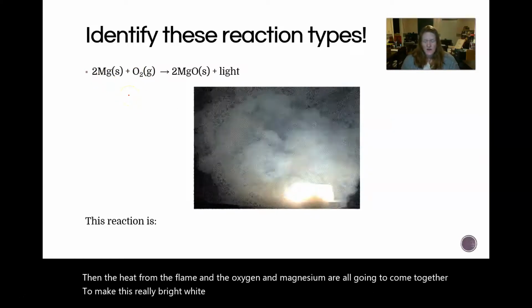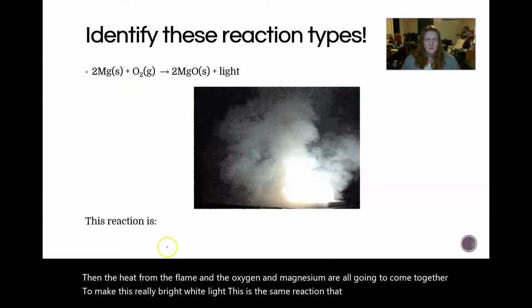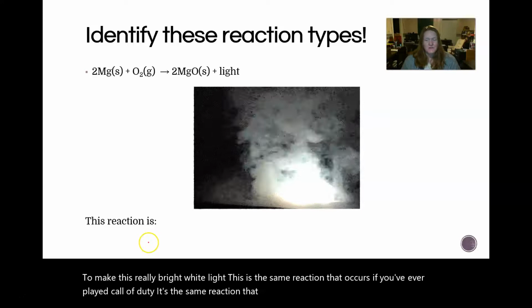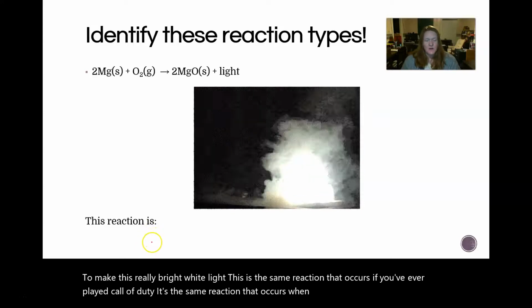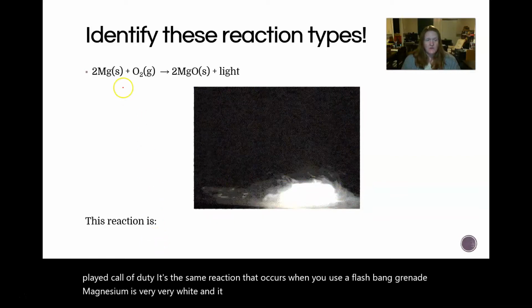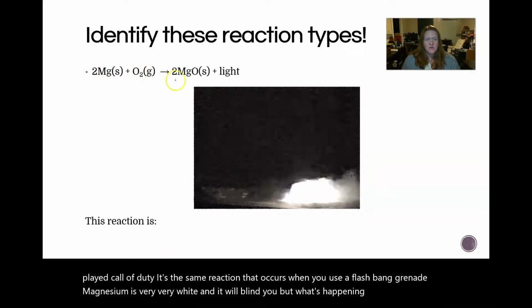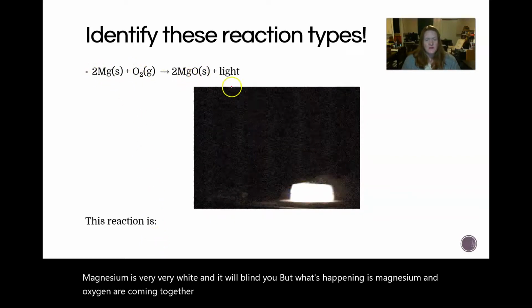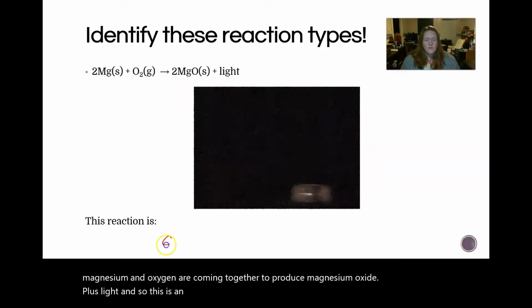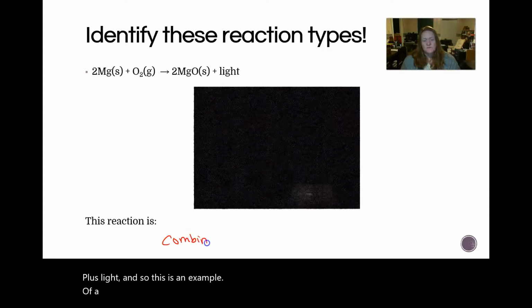This is the same reaction that occurs, if you've ever played Call of Duty, when you use a flashbang grenade. Magnesium is very, very white, and it will blind you. But what's happening is magnesium and oxygen are coming together to produce magnesium oxide plus light. And so this is an example of a combination reaction.